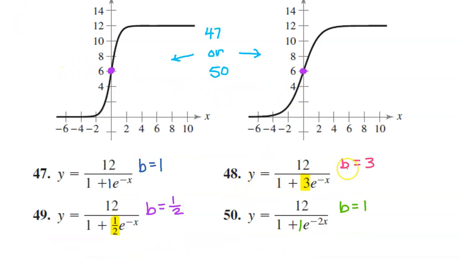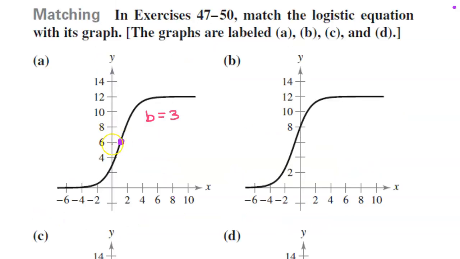Number 48 has a b value that's bigger than 1. That means the point of inflection should be shifted to the right. Number 49 has a b value that's between 0 and 1. That means the point of inflection should be shifted to the left. So let's look up and see. Graph A has a point of inflection that is shifted to the right, just like we would see for a b value of 3. That means this must be the graph that corresponds to number 48.